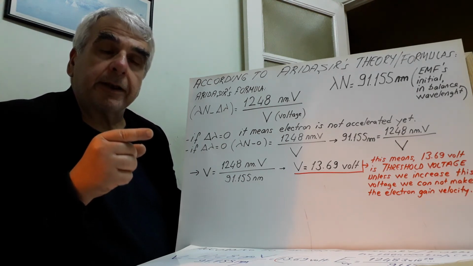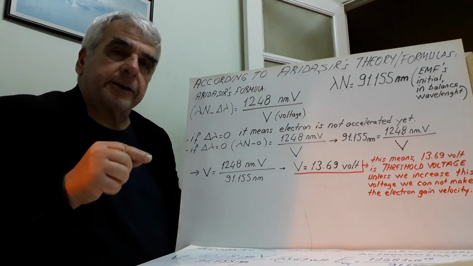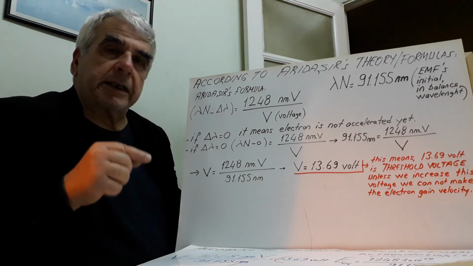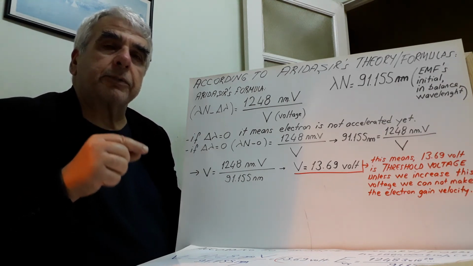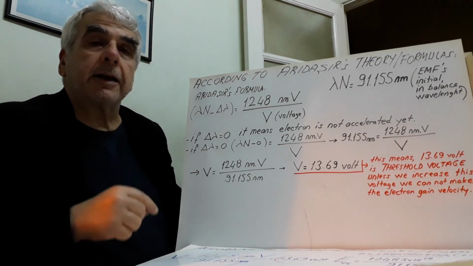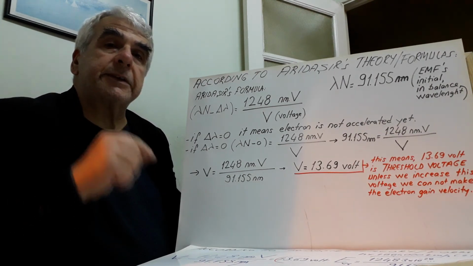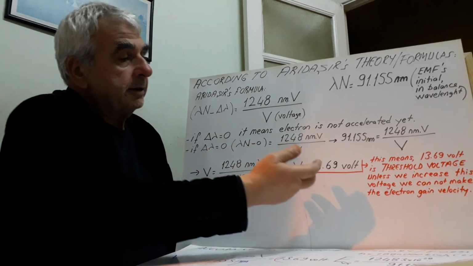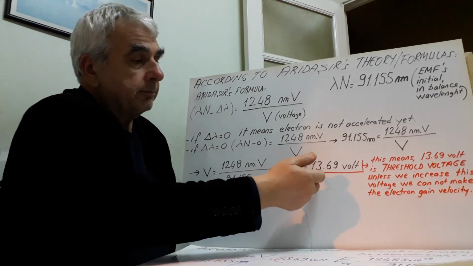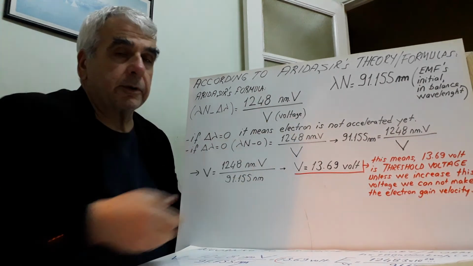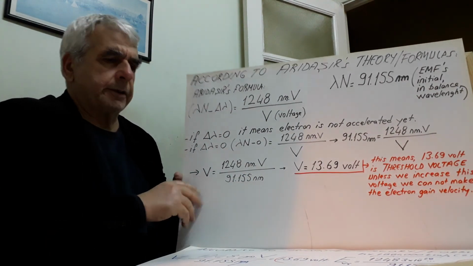13.6 eV. And in accepted physics theories, the ground state of the electron's energy is 13.6 eV. How can 13.6 eV be the same figure, almost the same figure, as the voltage? By voltage. Yes, yes, yes.